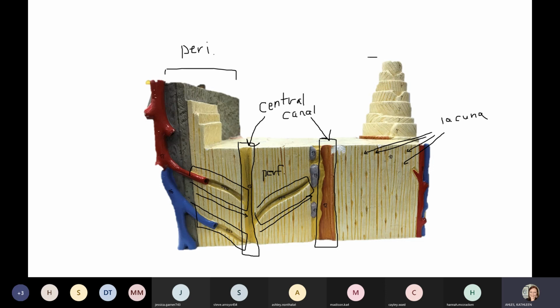You can also tell from this side over here, like I mentioned, that this is an osteon. You can see all of those concentric lamellae, the levels on the cake.